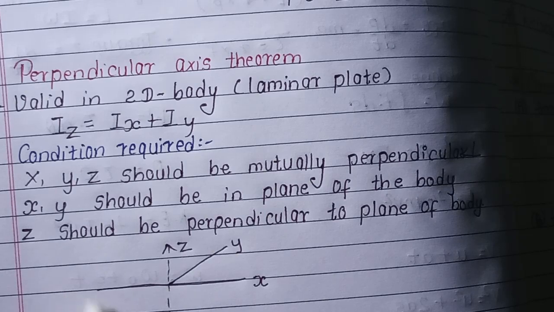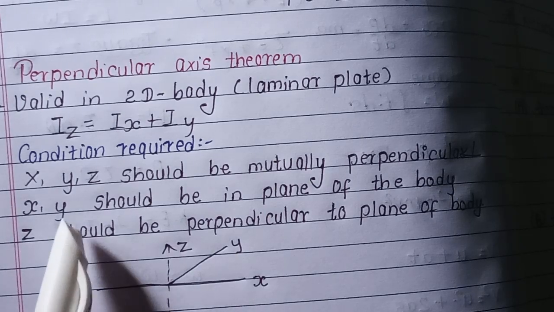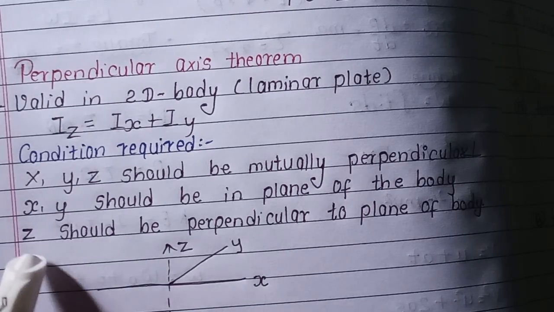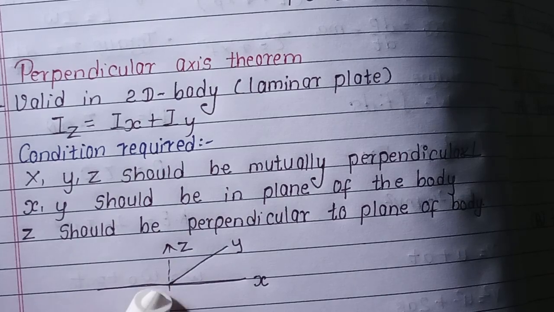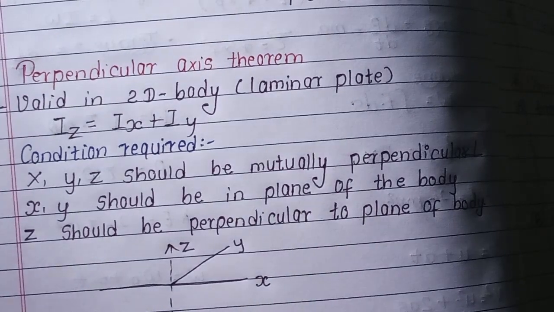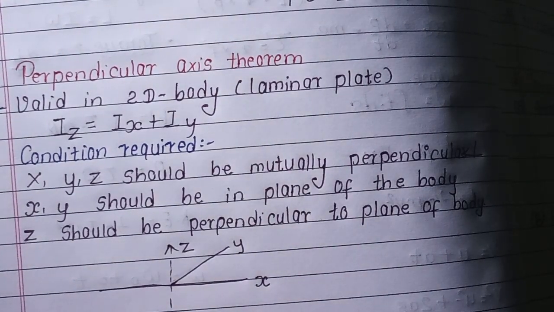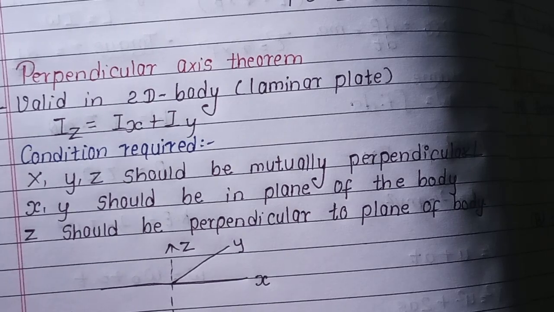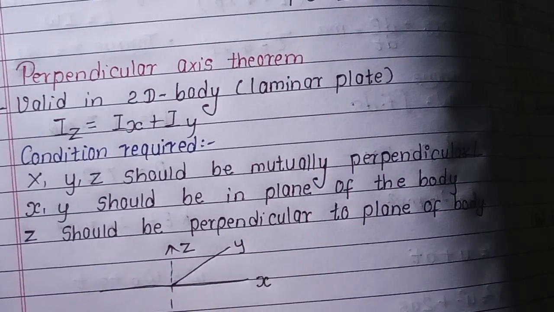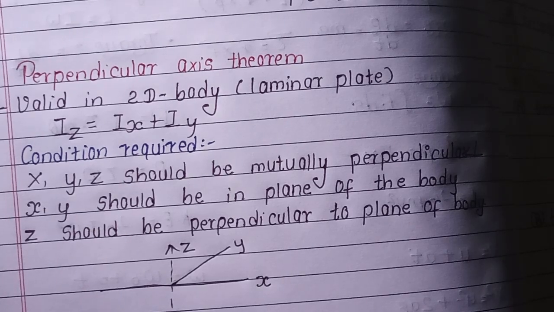They should be mutually perpendicular to each other, and X and Y should be in the plane of the body, and Z should be perpendicular to the plane of the body. Here Iz is the sum of the moment of inertia about y plus the moment of inertia about x. The sum of the moments of inertia about the y axis and x axis is equal to the moment of inertia Iz.